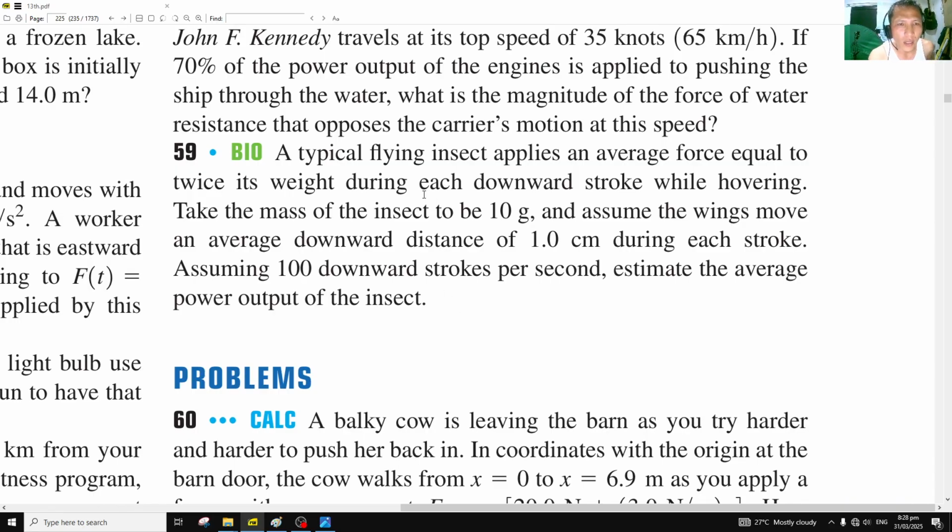So, this is a problem about power. A typical flying insect applies an average force equal to twice its weight. So, tingnan niyo yung mga word nito. Twice its weight during each downward stroke while hovering. Take the mass of the insects to be 10 g and assume the wings move an average downward distance of 1 centimeter during each stroke. Assuming 100 downstrokes per second, estimate the average power output of the insect.